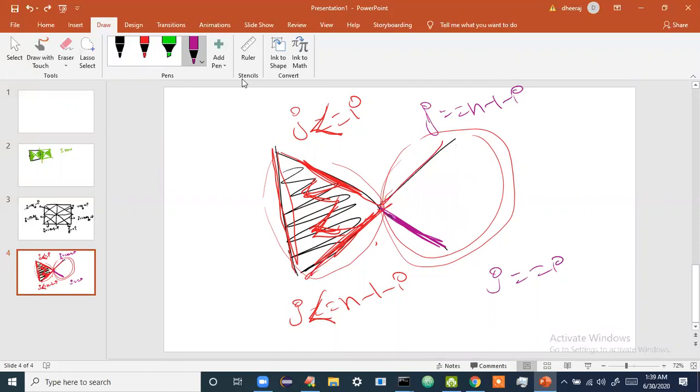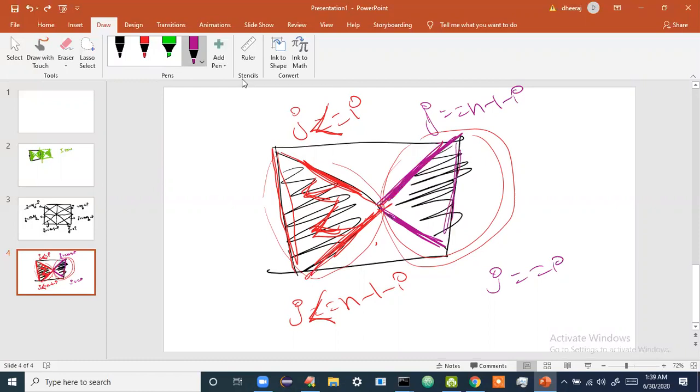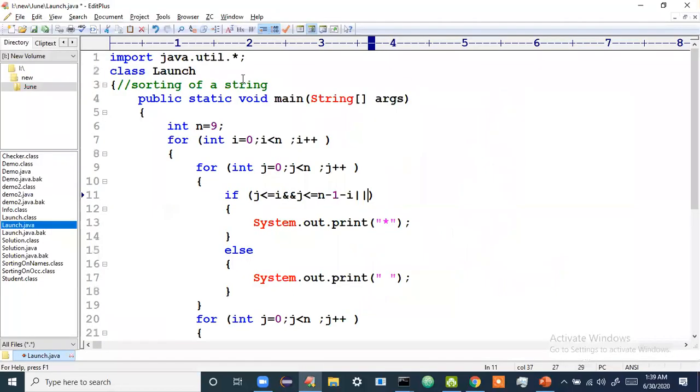From this line, you are printing the right side. So copy this right symbol and paste it here. From this line, you are printing the right side, so copy the symbol and paste it here. These both equations should be inside the AND operator. So I'll write j is greater than or equal to n minus 1 minus i. It is not completed, so again cut it: j is greater than or equal to i.